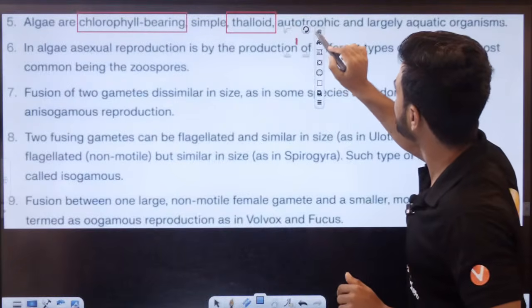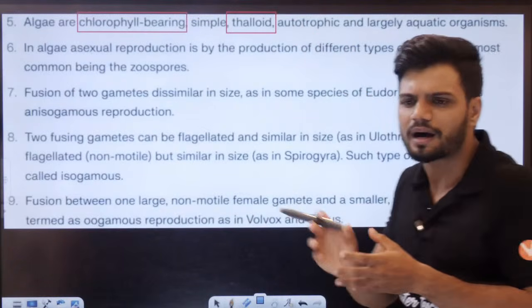They are autotrophic in nature. It means they can produce their own food.